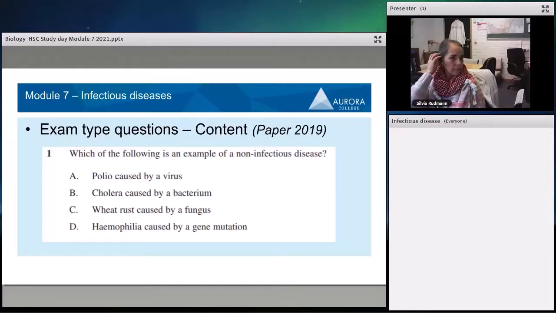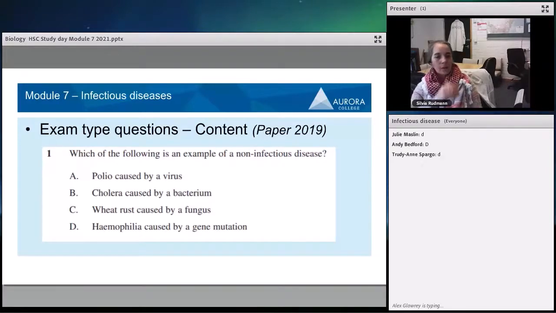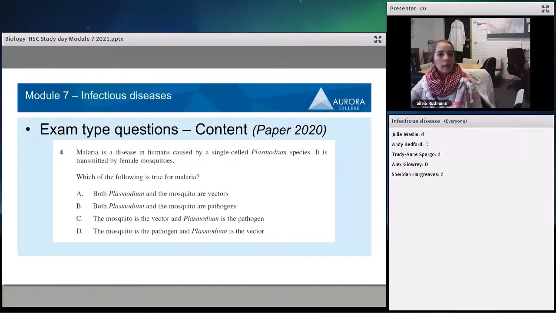Which of the following is an example of a non-infectious disease? And it should be infectious disease. Okay, perfect. D. And this is related to malaria, right? It's a disease in humans caused by a single cell Plasmodium species. Which of the following is true for malaria? I think you got the answers in the booklet, right?